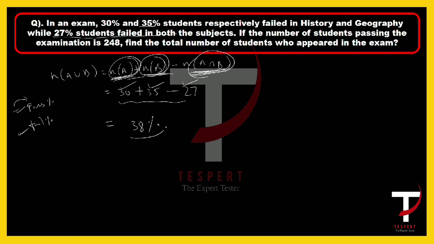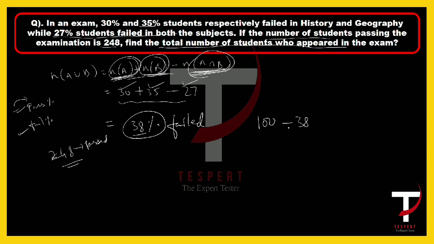Okay, now what is the question here? Find the total number of students who appeared in the exam. We are given the number of students passing the exam as 248. 248 students passed the exam, but we have the failed percent. 38% is failed. Then how much is the percentage of passed? 100 minus 38, which is equal to 62. So if 38 is failed, then to calculate the pass percent we must just subtract it from 100. 100 minus 38 is 62.